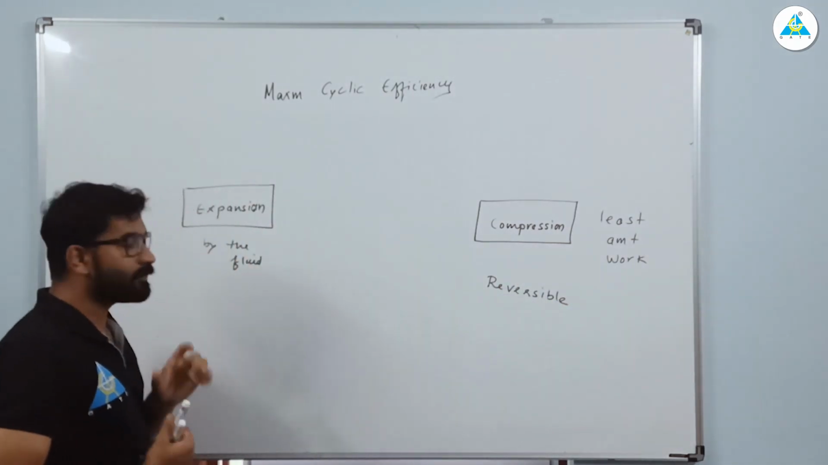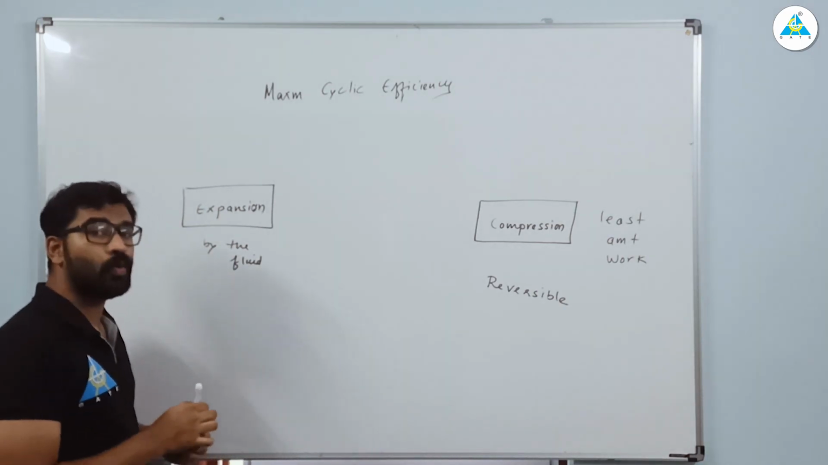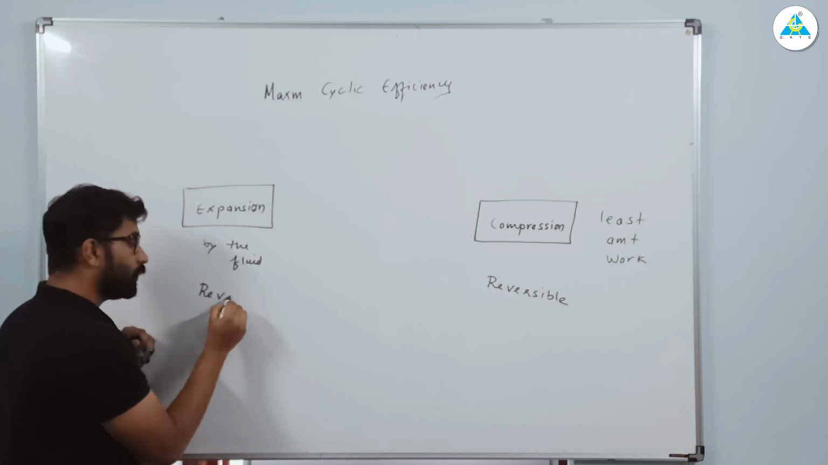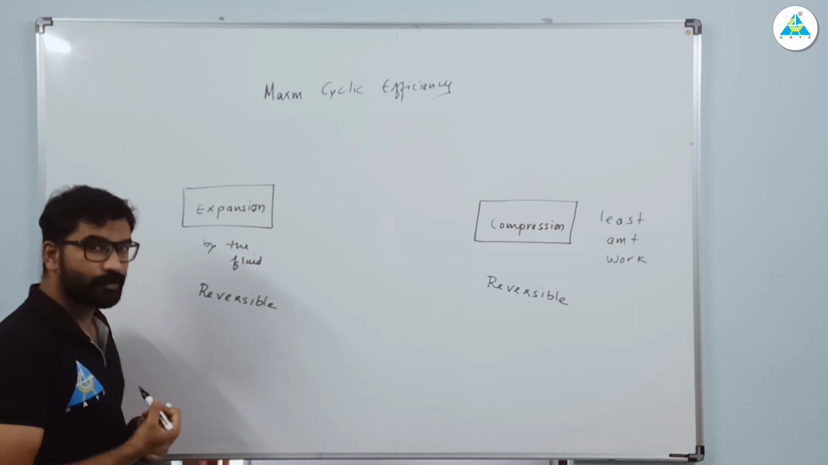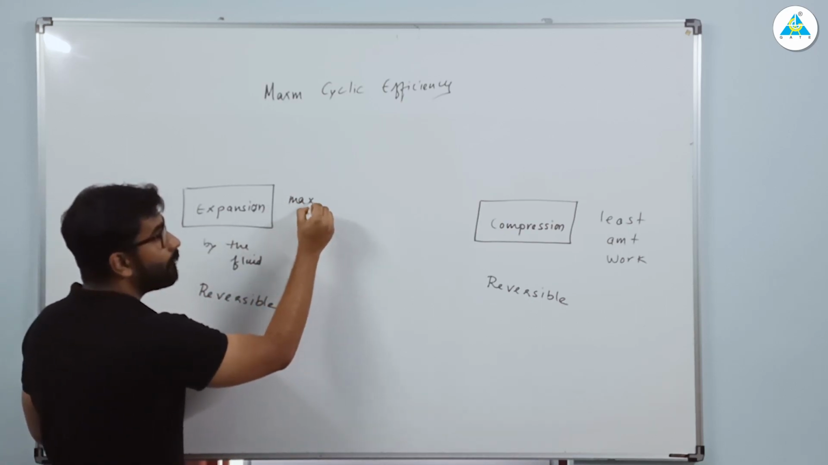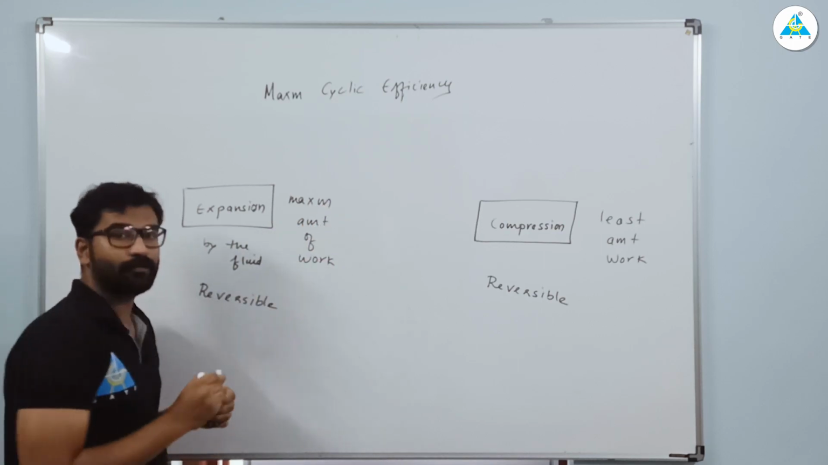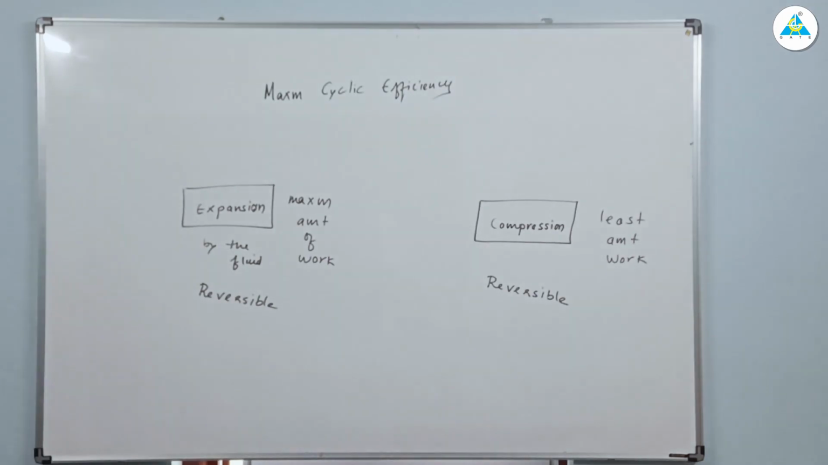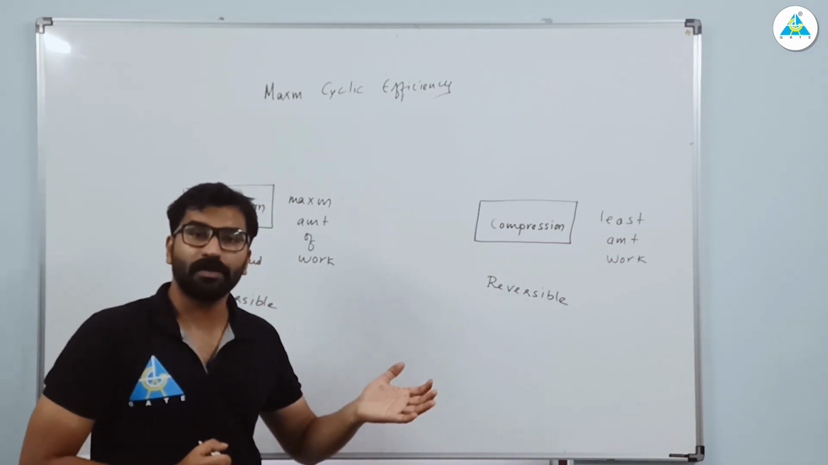Now, the same way, come back to expansion. Expansion is the work done by the system. Clear? So when we do expansion also by reversible processes, expansion is work done by the system, you will get the maximum amount of work from the system. Is that fine? So when we combine these two processes, expansion and compression both, what will you be able to achieve?